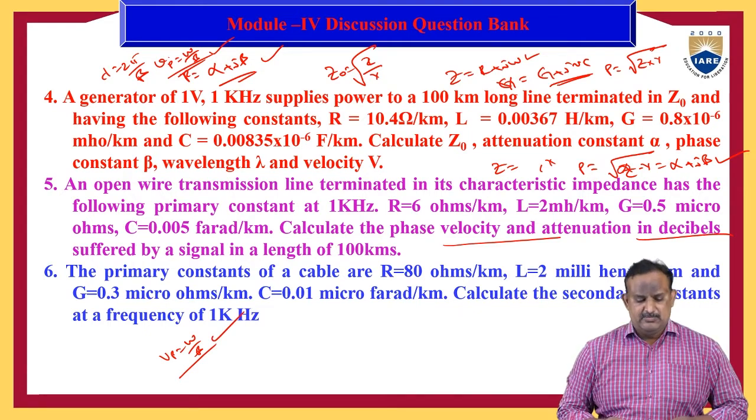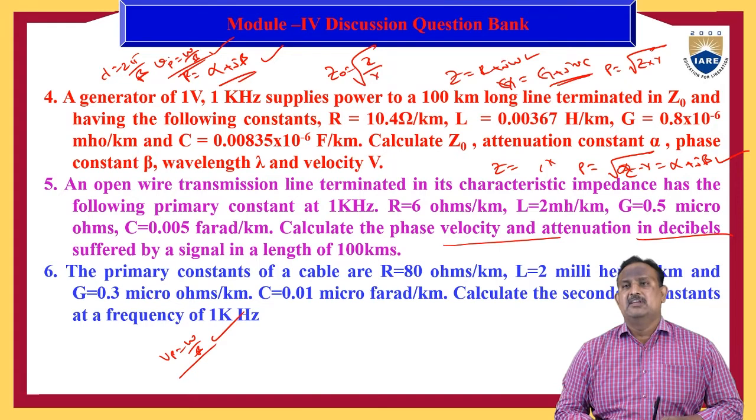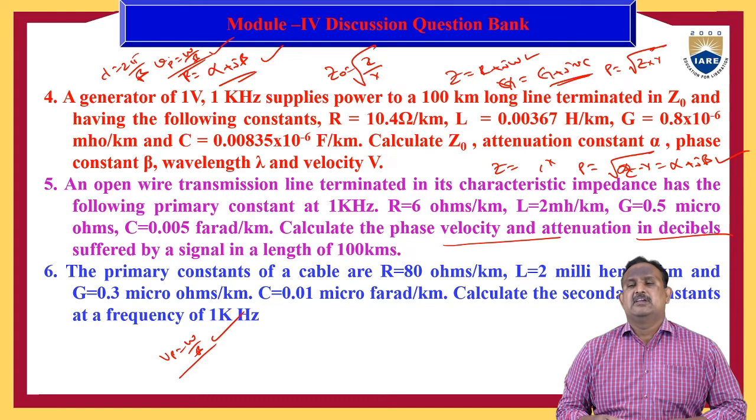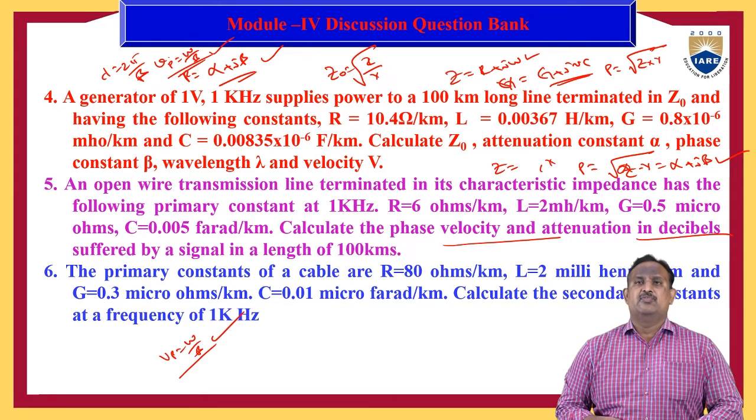Next problem. The primary constants of a cable are given. R equal to 80 ohms per kilometer, L is equal to 2 millihenries per kilometer, and G equal to 0.3 micro ohms per kilometer, C is equal to 0.01 microfarads per kilometer. Then calculate the secondary constants at a frequency of 1 kilohertz.